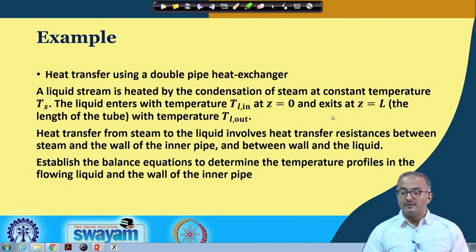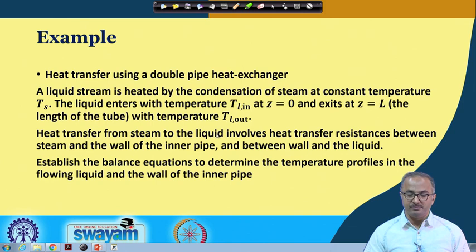Okay? And we are demarcating the inlet and outlet of the inner tube with this Z. The Z signifies the direction of the flow. At the inlet it has a value of 0, and at the outlet we are giving it a value of L. That means the length of the inner tube is L.